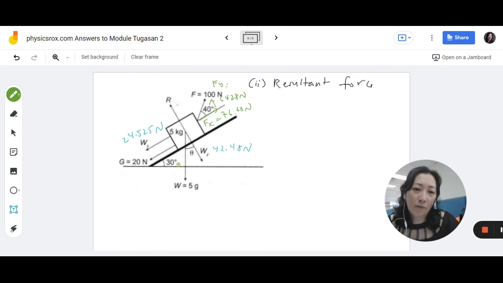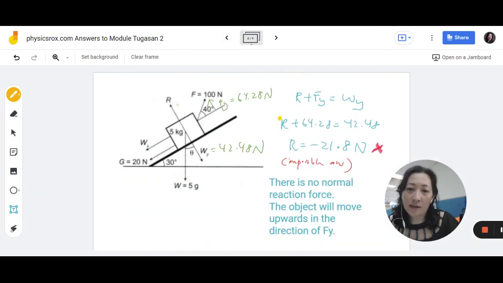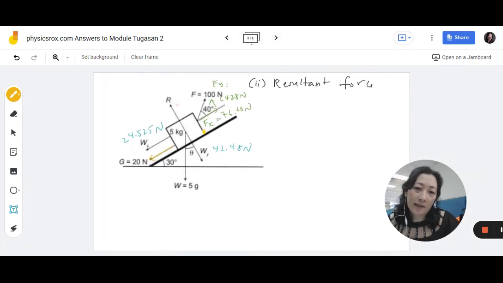64.28. And we will ignore W because we can take out W and replace it with Wx, Wy, but we cannot ignore G. So there's G of 20 Newton, so this still counts. We will ignore R because, as we saw in the earlier slide, this is impossible. There's actually no normal reaction. So let me just white out R, okay?